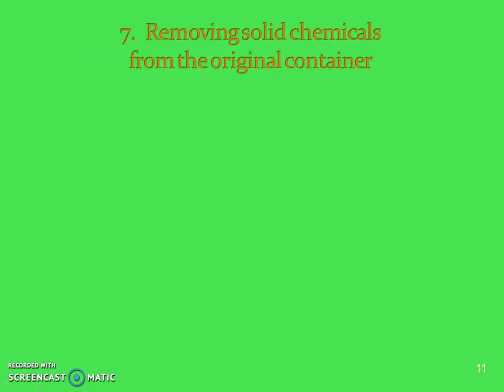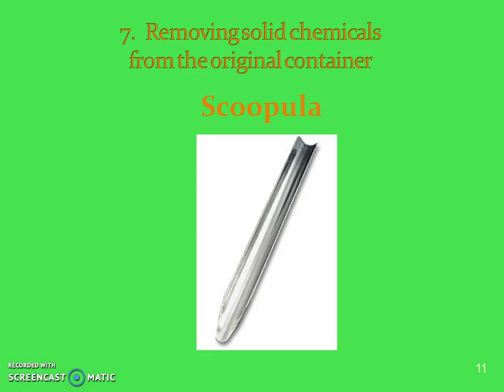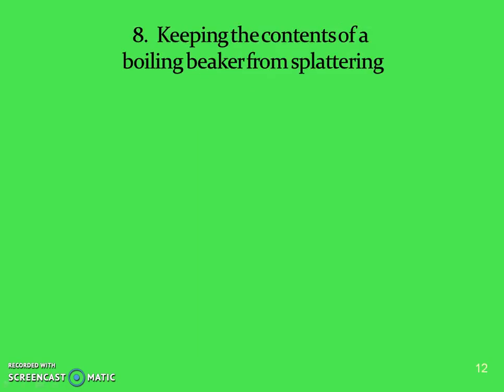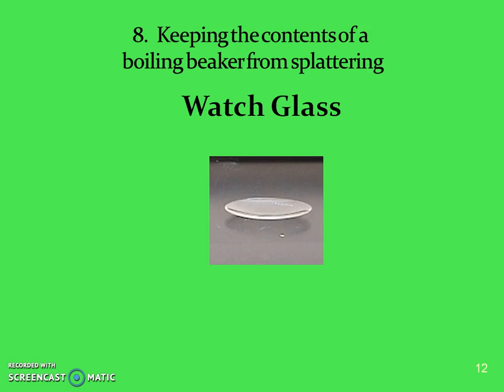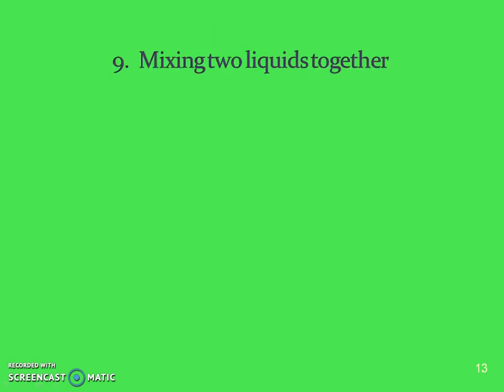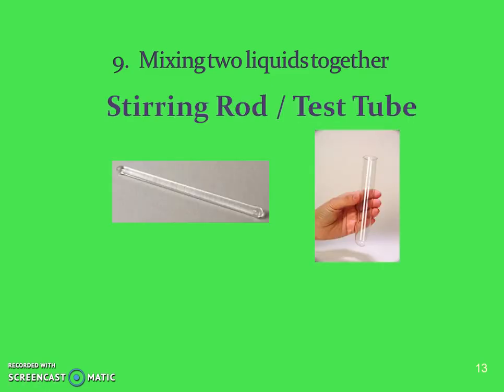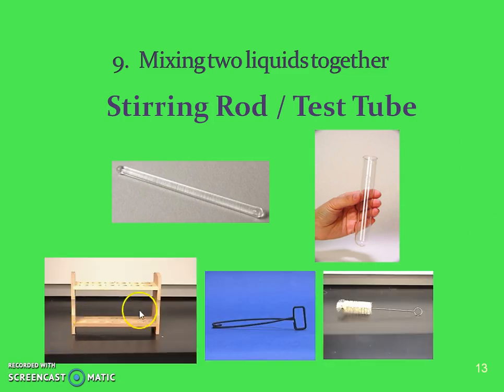If we're removing solids from one container to another, we're going to use a scoopula, very similar to a spoon. Keeping the contents of boiling water from splattering, we sometimes use this watch glass kind of like a cover. When we're mixing liquids together, you might have said a stirring rod if you're putting 2 things in a beaker and mixing it up, or even a test tube, because we can add 2 things together in a test tube and mix it there. Remember that this is a test tube rack, a test tube holder, and a test tube brush. And those 3 things, again, do different things.